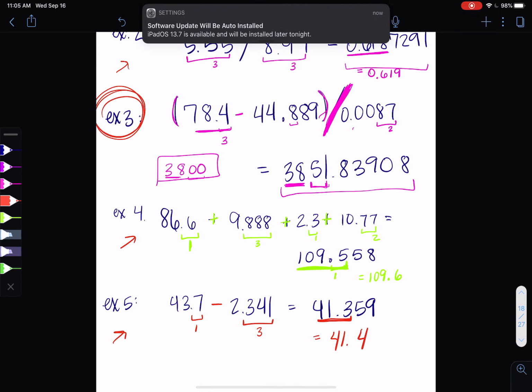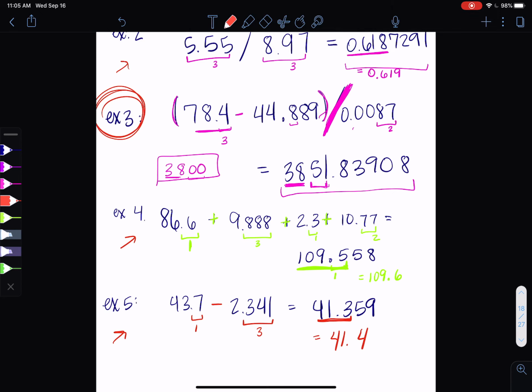These are the ones that get hard whenever you have to do all the steps, like you have a subtraction and you have a division. Most of the time, if you look at your problem, you can figure it out by saying which one has the lowest number and then rounding it there.